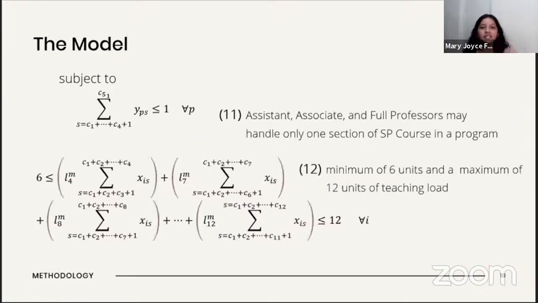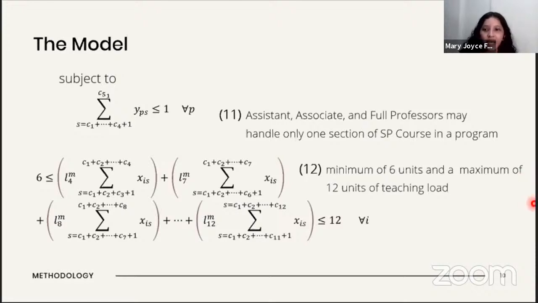So, next is the assistant, associate, and full professors may handle only one section of SP courses in a program. So, program means yung mathematics, applied mathematics, MST, yun. Itong C51 ay yung number lang din ng SP courses, yung special problems na course.